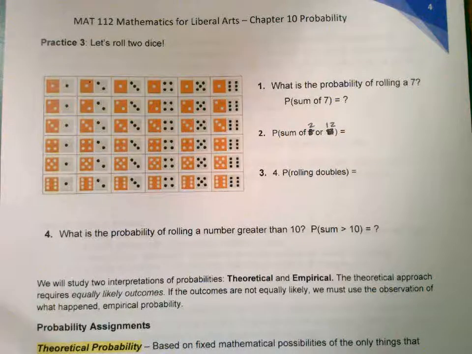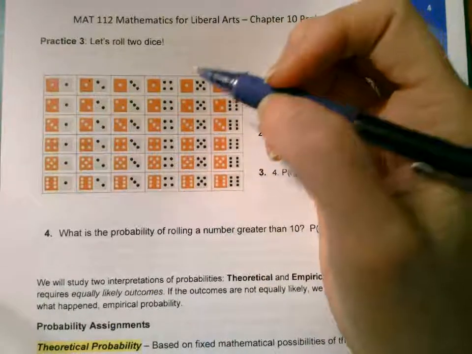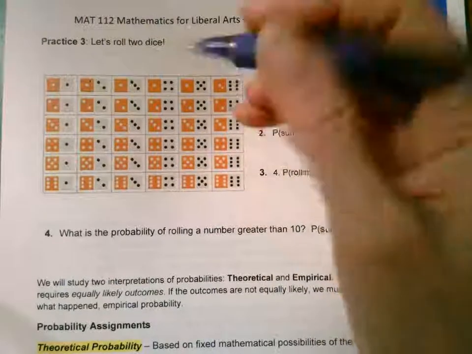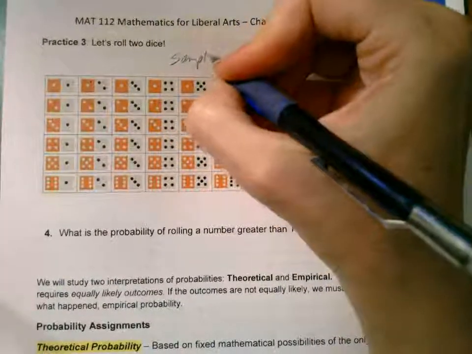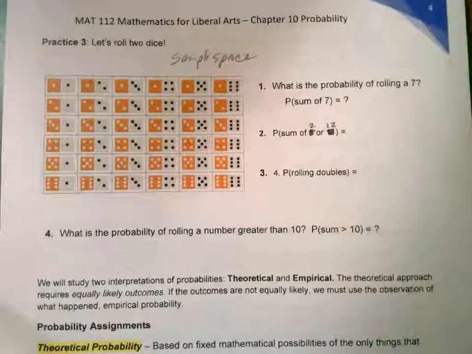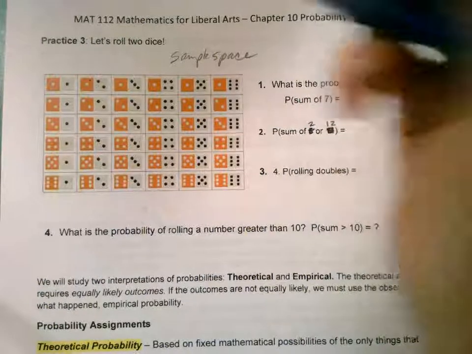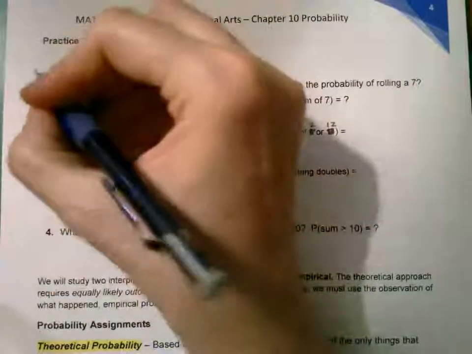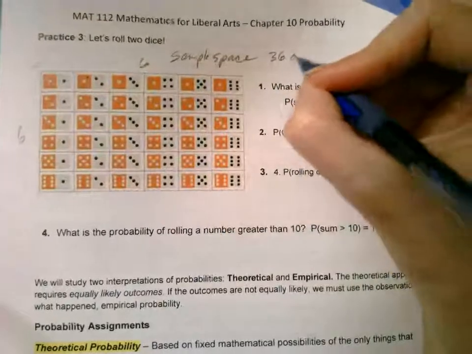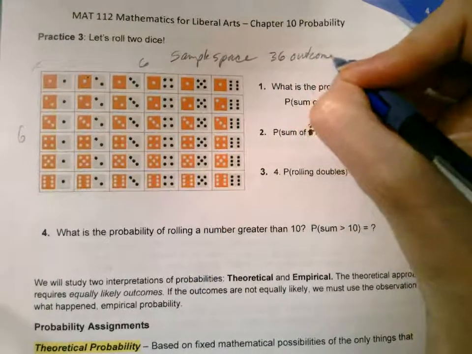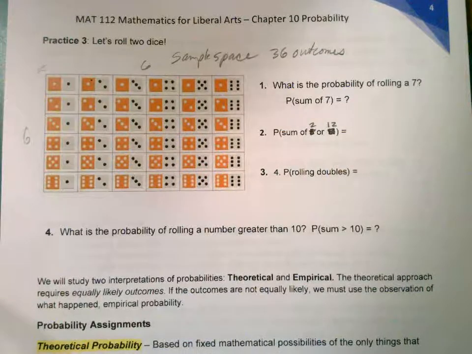Right, this is page 4 of continued practice in probabilities, sections 10.1 and 10.4. Let's roll 2 dice. Here is a visual representation of the sample space of rolling 2 dice as an action or an experiment. All the different things that can happen. It's 6 by 6, so there are 36 different outcomes in your sample space for the action of rolling 2 dice.